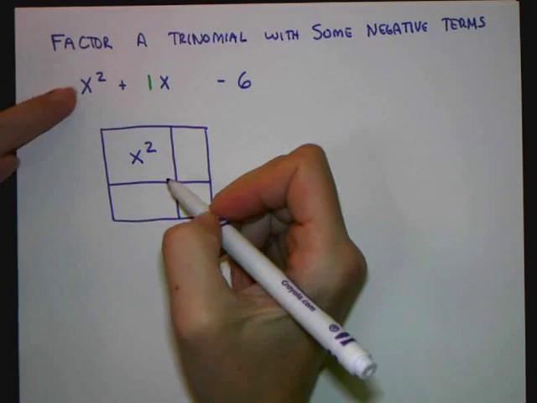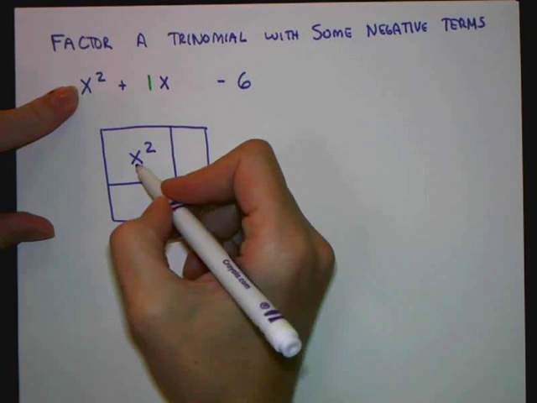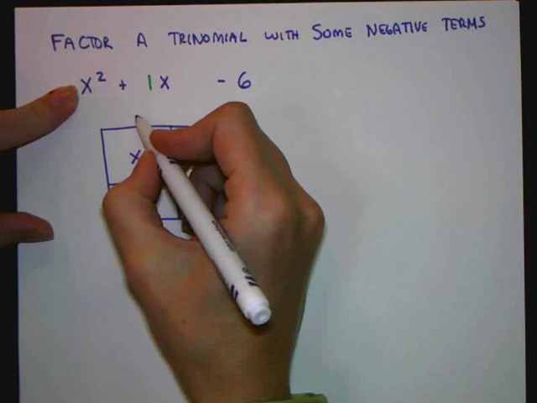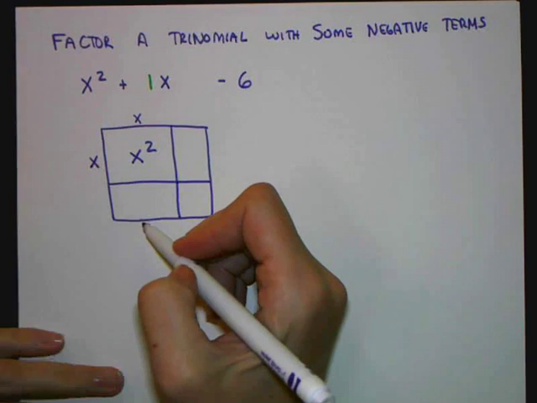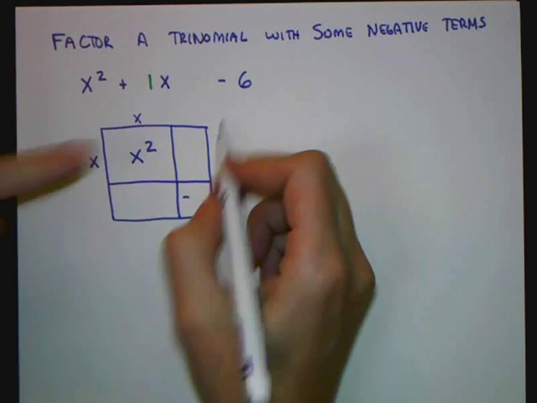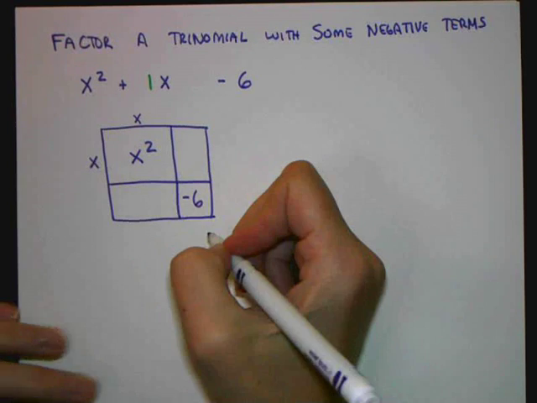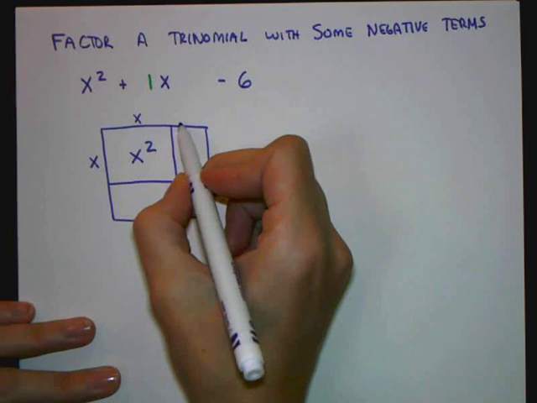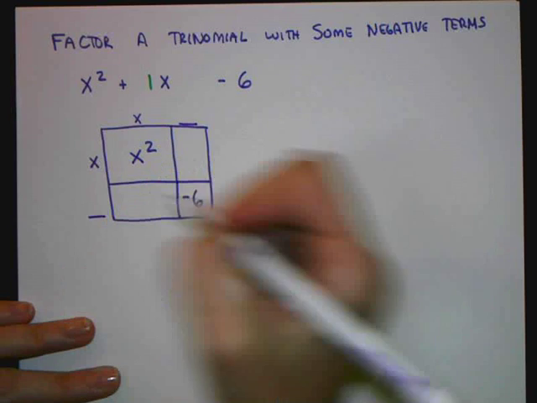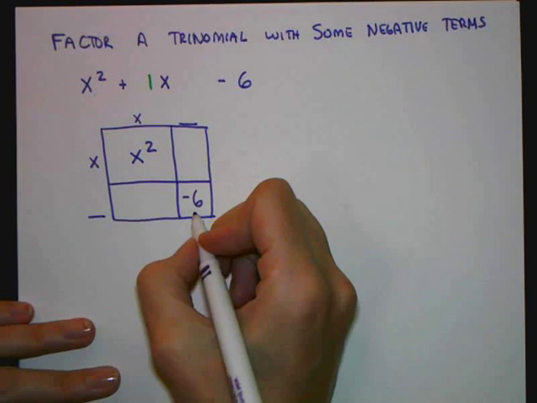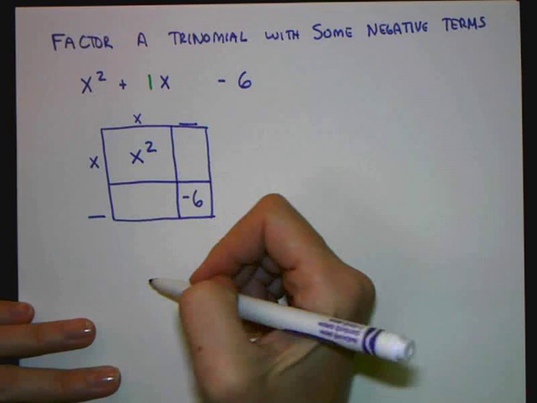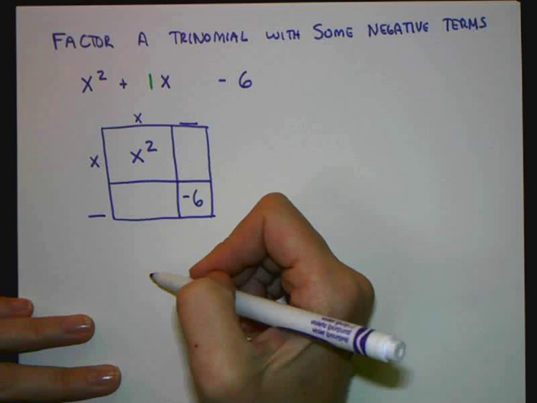So we know that part of our expression is going to need to be x squared. So I know right away that I'll need an x and an x along the length and width of my rectangle. And I know that part of our expression is going to need to be negative 6. So I know that the numbers that go here and the numbers that go here are going to need to multiply together to give me negative 6. I'm thinking that one of them will need to be positive and one of them will need to be negative.